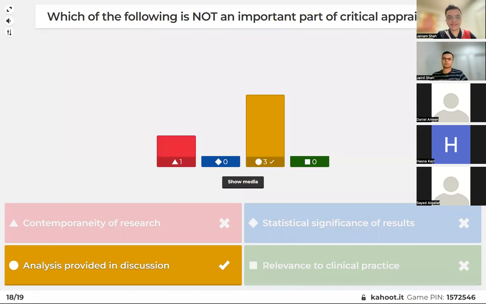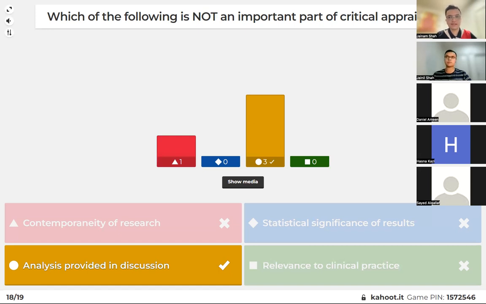So when it comes to yellow, analysis provided in discussion, that's cool. You can read the analysis that the authors provided, but critical appraisal is something you need to do. So are there any mistakes that the researchers haven't actually included in their discussion? Is there any extra bits and pieces that you can figure out from the methodology? That's what actually forms critical appraisal. Everything else is part of that. So you're looking at how recent that research is. The statistical significance is something that you can calculate. And relevance to clinical practice, of course, is all of this coming together to inform whether you use it on a particular patient. So that's why yellow is actually incorrect.